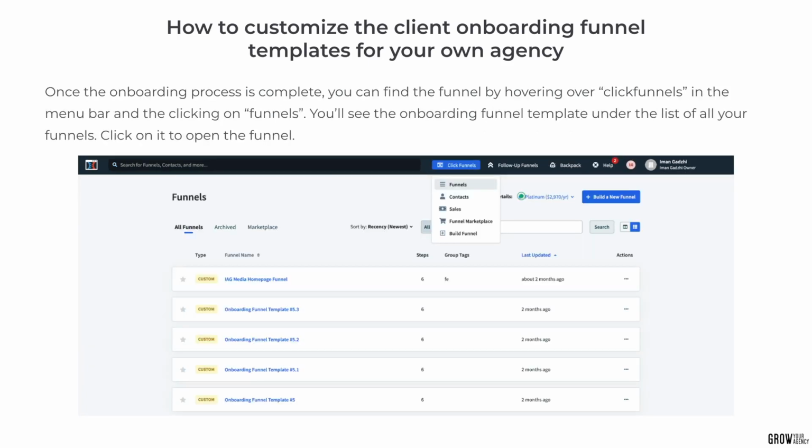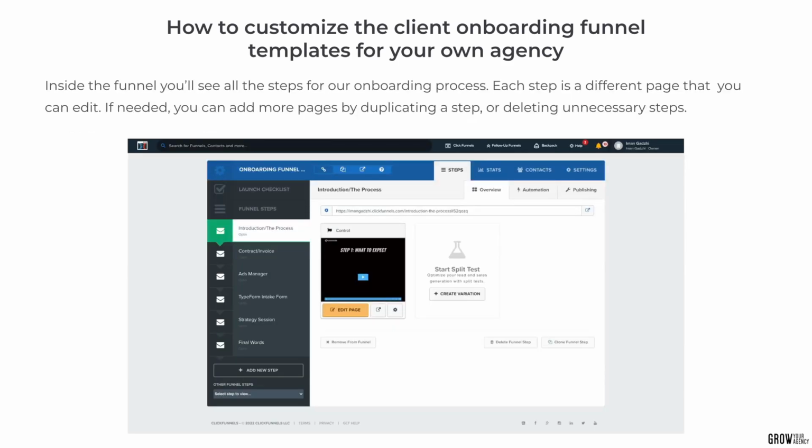Now, once the onboarding process is complete, you can find the funnel by hovering over ClickFunnels in the menu bar and clicking on Funnels. Now, you'll see the onboarding funnel template under the list of all of your funnels. Click on it to open the funnel. Now inside the funnel, you'll see all the steps for your onboarding process. Each step is a different page that you can edit. If needed, you can add more pages by duplicating a step or deleting unnecessary steps.